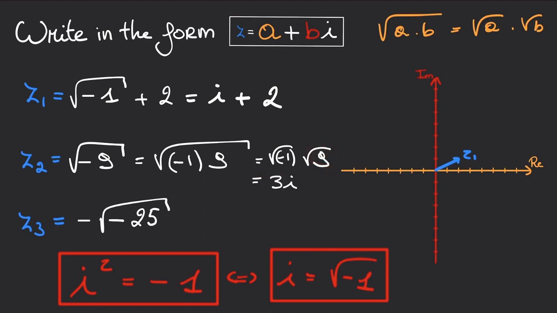Let's place it on the complex plane. There is no real part here. It's a pure imaginary number. So it's a complex number, but only with the imaginary part. And we are going to stop here at 3.